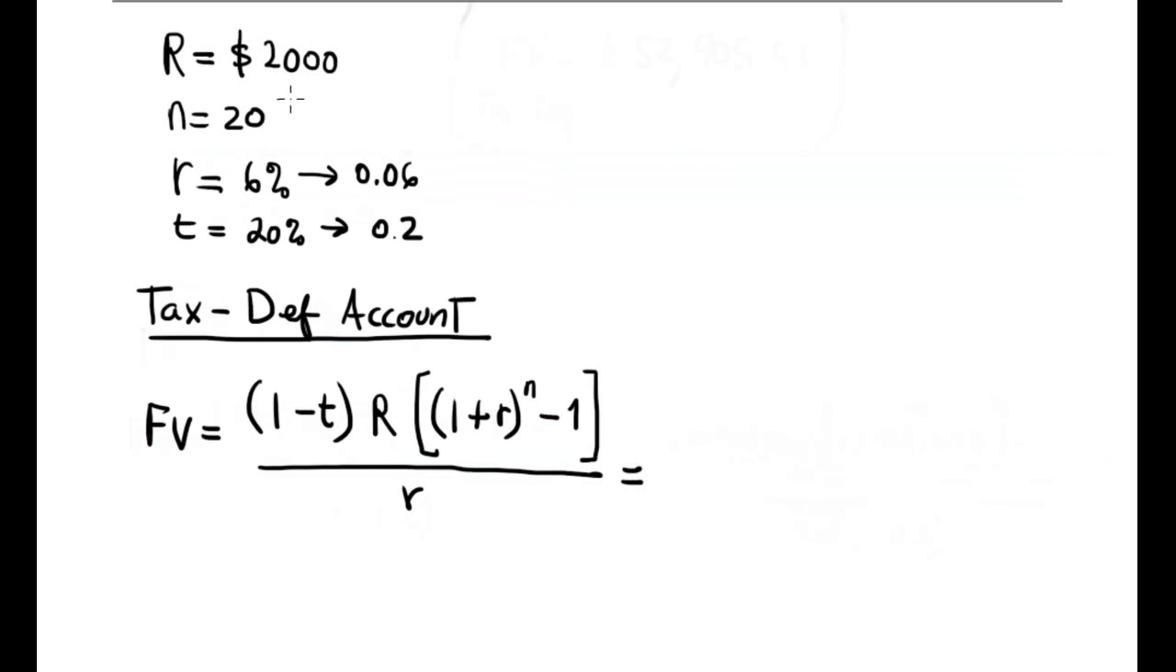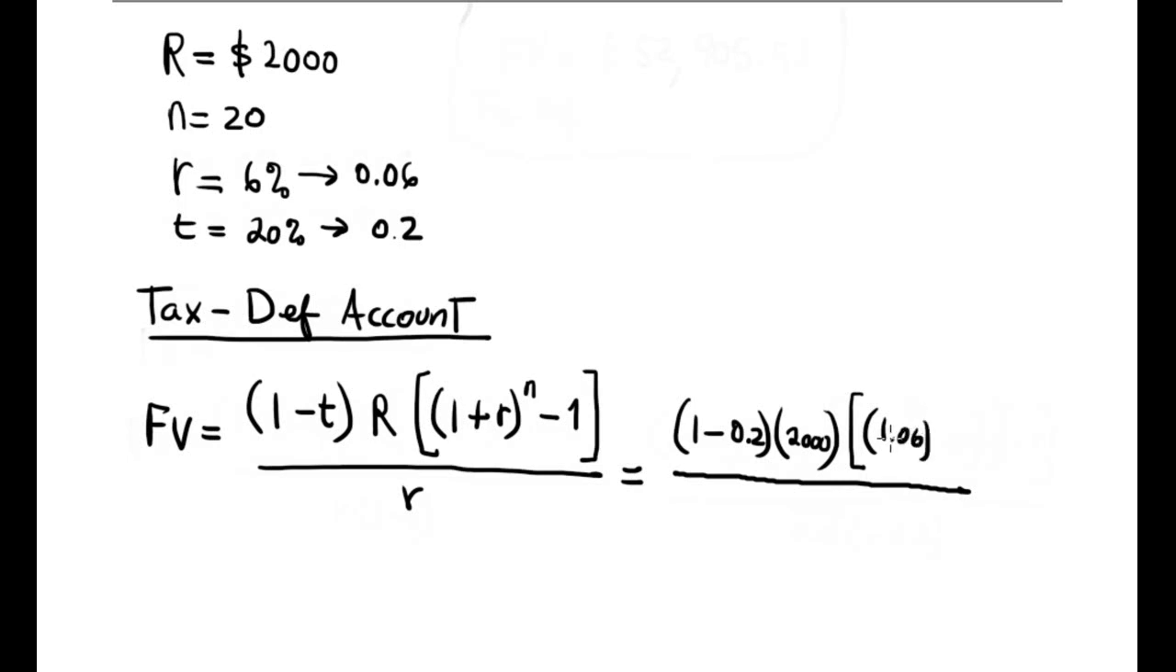Okay, this is our problem, this is the information, and this is the formula. I'm plugging in the values: 1 minus 0.2, multiplication, 2,000, bracket parenthesis, 1.06 raised to the 20, because the power is the number of years here, minus 1. Everything divided by 0.06.